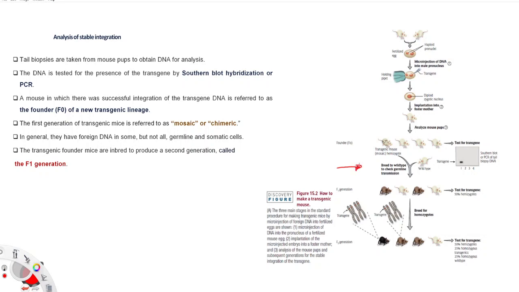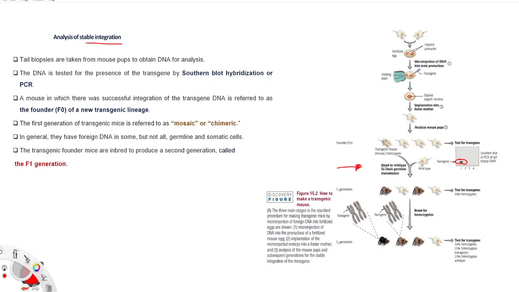You've done all that, you've checked after a couple of weeks, you actually saw the presence of this DNA, but we want to know, is this integration stable? And stable integration means that it will always be present, even if you pass it, even if you check from one generation to the next one, to the next one, to the next one.